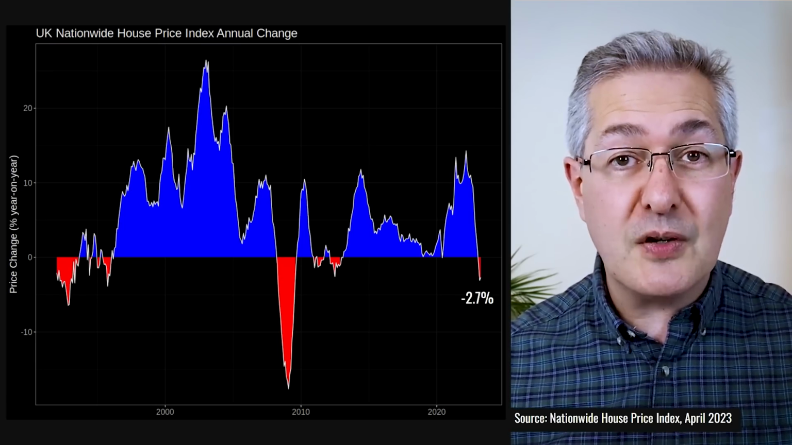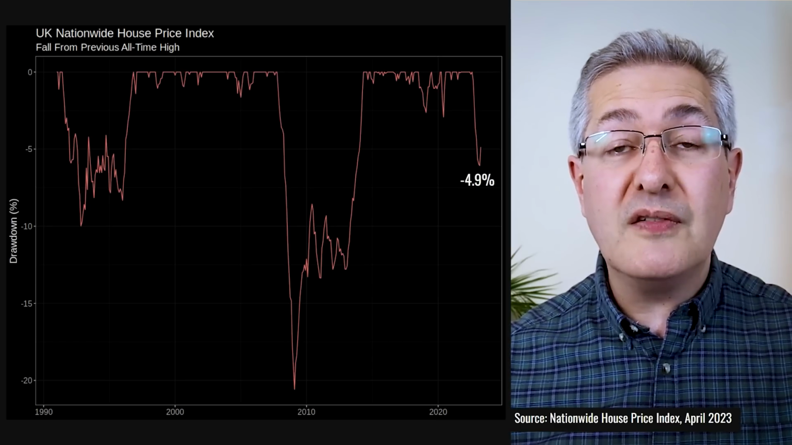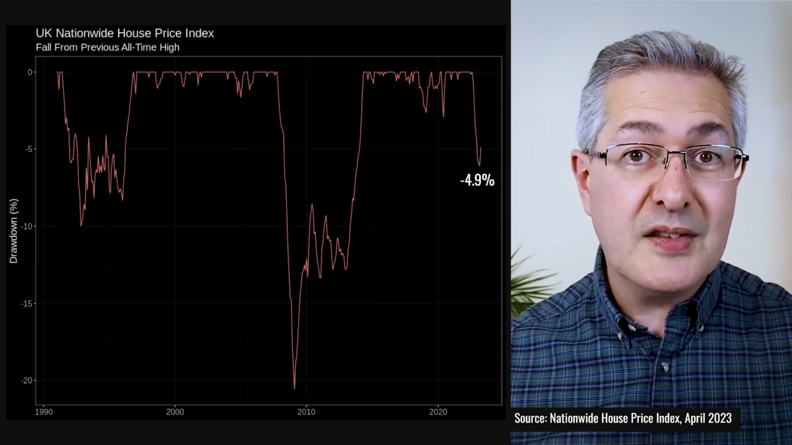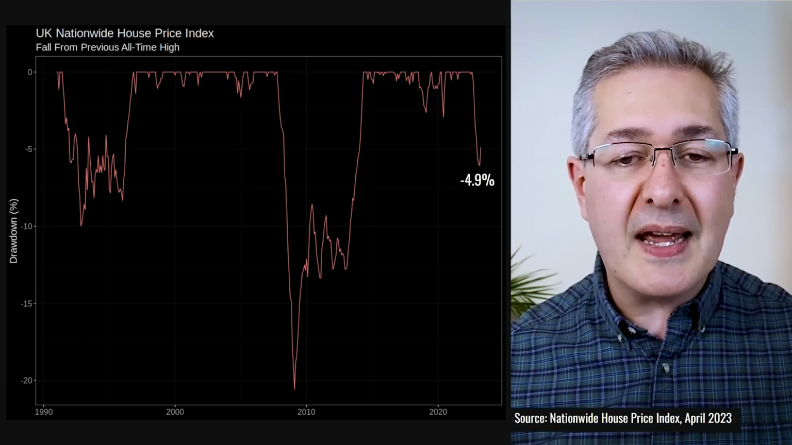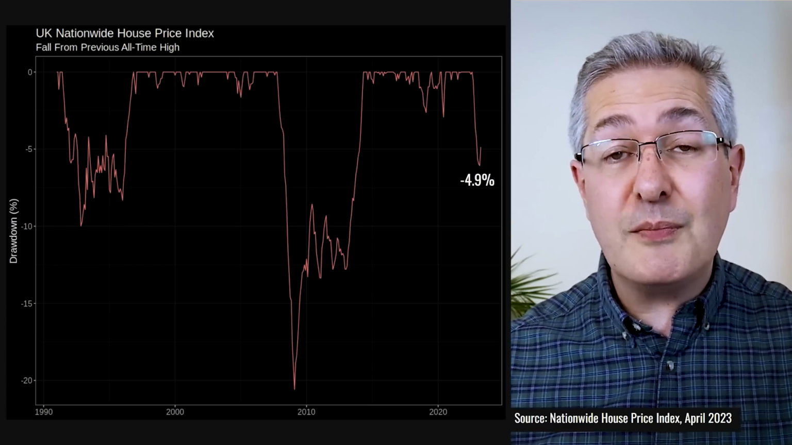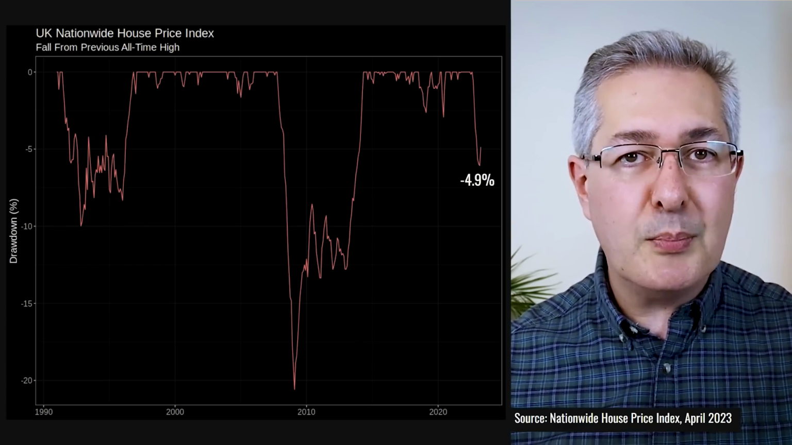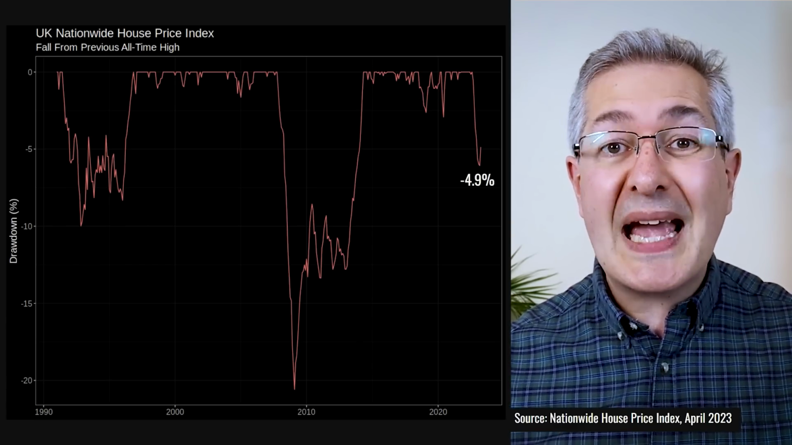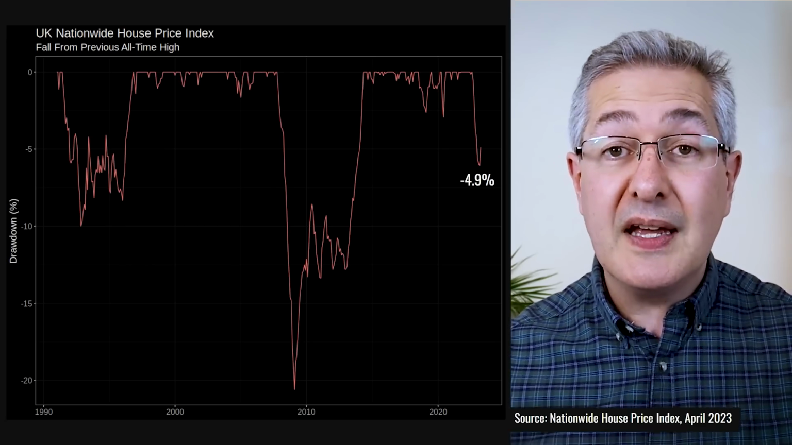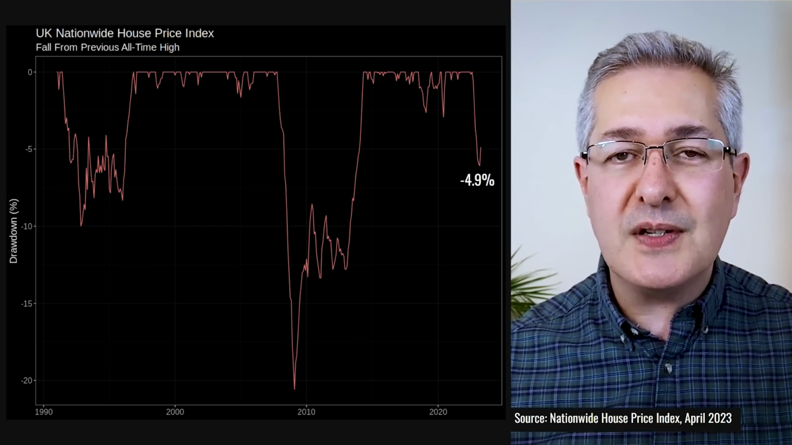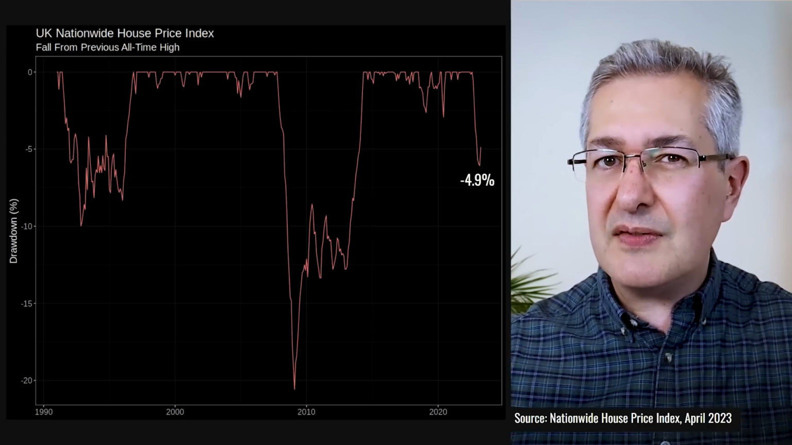Now, if we look at how much we've fallen from the previous all-time high, the drawdown in the house price index, you can see that we're about 5% below the all-time peak. But also notice that we haven't gone into free fall, as many people were saying we would. Now it seems as if house prices have kind of stabilized.